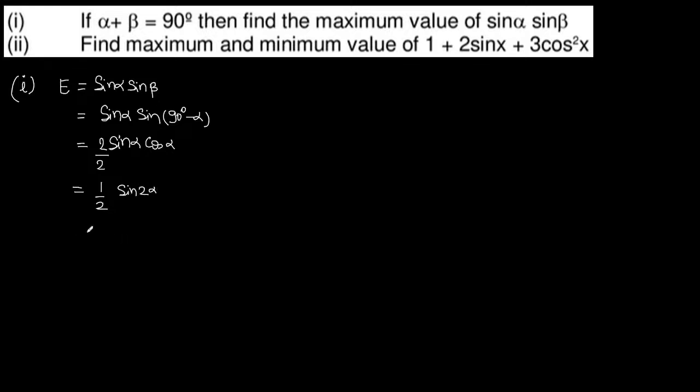If you remember, this is going to be from minus 1 by 2 to 1 by 2, because we know that sin x is between minus 1 to 1. This is what we know. So if you multiply 1 by 2, it is from minus 1 by 2 to 1 by 2.